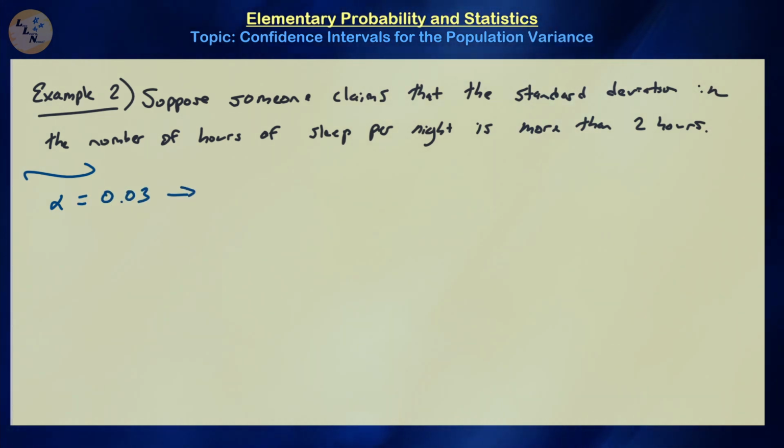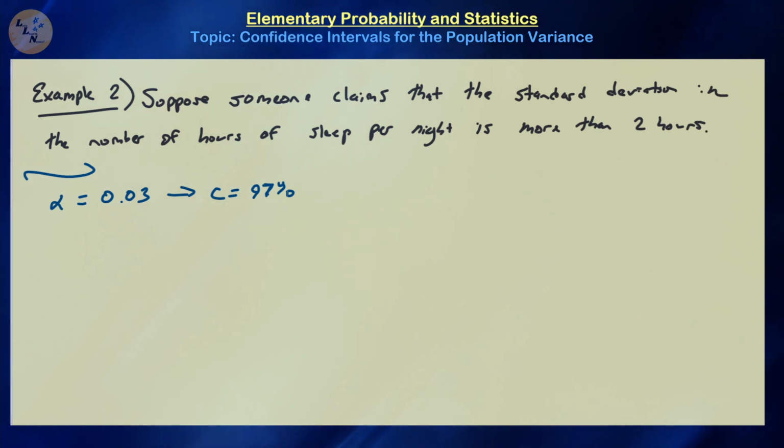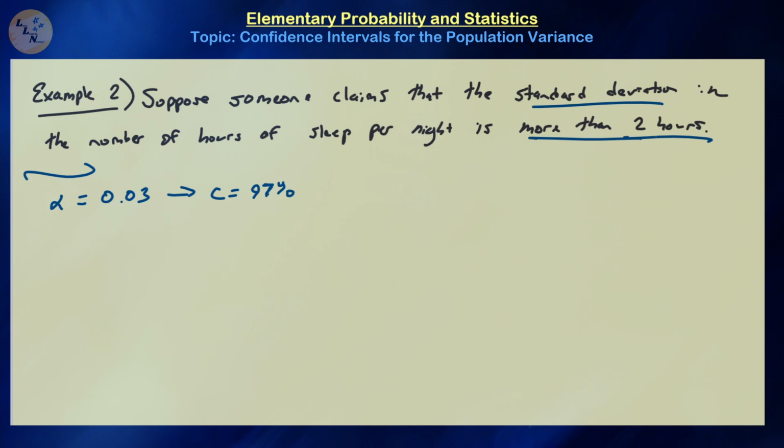So if we choose alpha to be 3%, that means we're going to be constructing a 97% confidence interval for the population standard deviation of the population, which is taken to be more than 2.